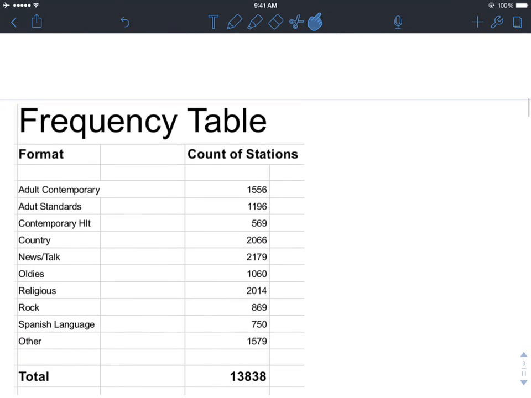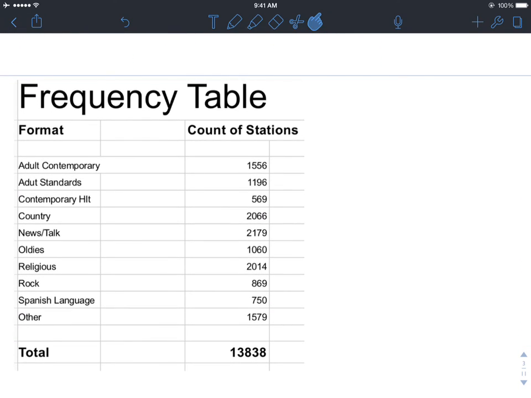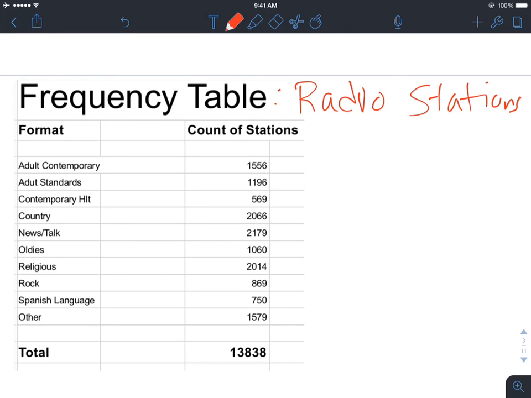So let's take a look at a frequency table. A frequency table is pretty self-explanatory. This is a frequency table for radio stations. All we have is the format or the type of radio station and then the number of times it happens. So for adult contemporary, 1,556 people listed that as the station they listen to. And this just gives us a total count.